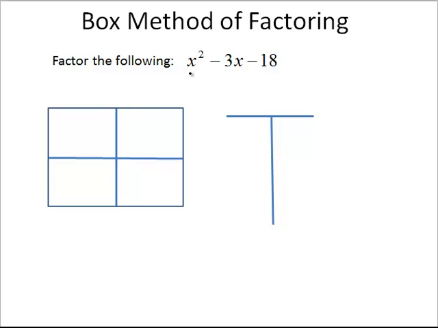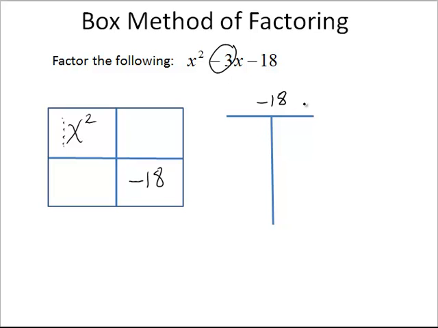We write the first term, which is x squared, in the first box, and we write the last term, which is minus 18, in the last box. This is just the general strategy. Now again, the next thing we do is multiply the coefficients. The coefficient of x squared is 1, so 1 times minus 18 is negative 18. Now we want the factors of negative 18 such that when added or subtracted will give us this minus 3 here.